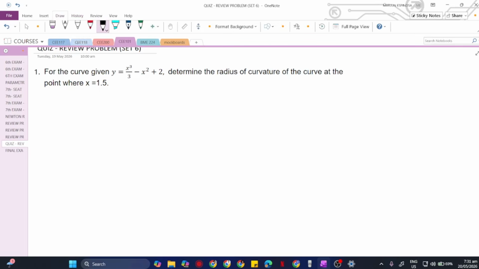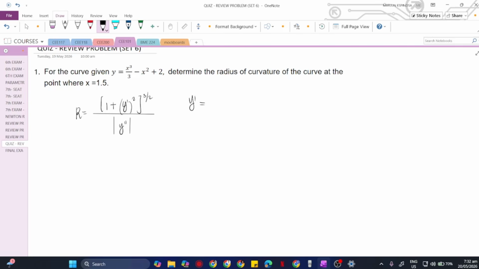So, recall that the radius of curvature formula is equivalent to 1 plus the first derivative of our function, squared, raised to the power of 3 halves, over the absolute value of our second derivative of the function. So, first thing is to determine the first derivative. We need to find the first derivative of the given function, or the given curve.